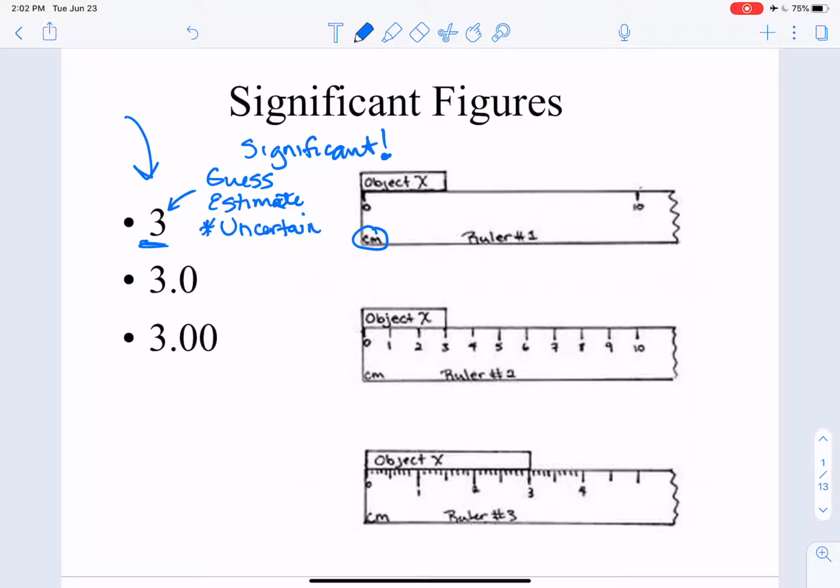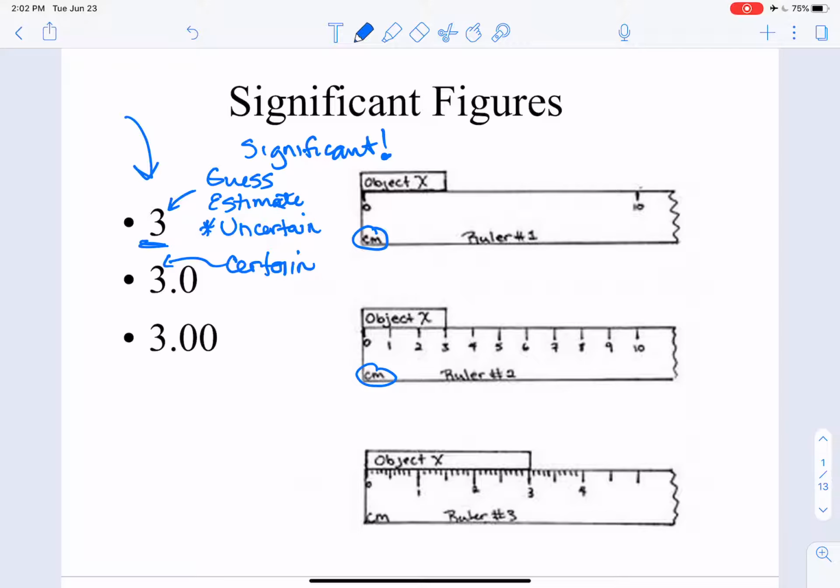Now, if we measure object X with ruler number 2, what we can see is that ruler number 2 has increments every 1 centimeter. So if we measure object X with ruler 2, what we can see is that object X is measuring 3 centimeters. It's not 2 centimeters and it's not 4 centimeters. So this 3 right here, that is certain. And then we are going to make a guess as to what the next value is.